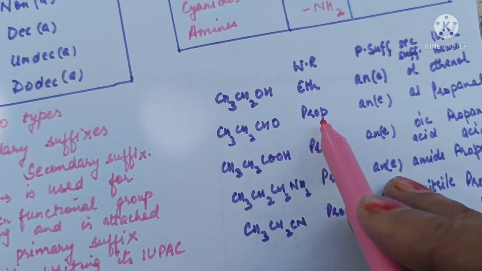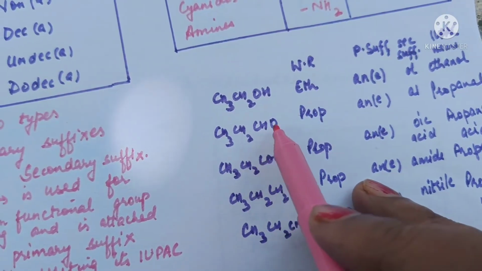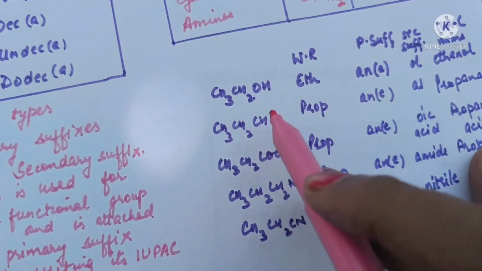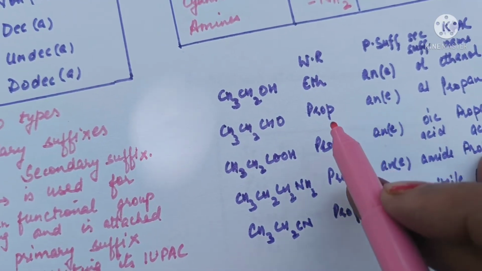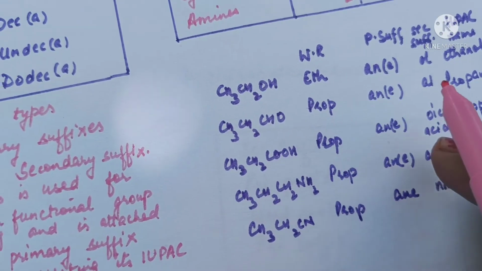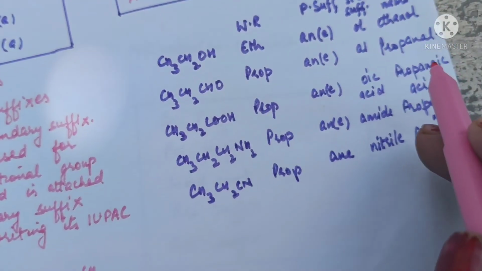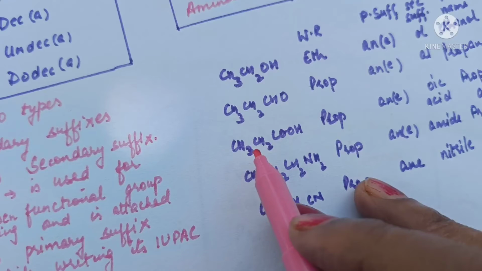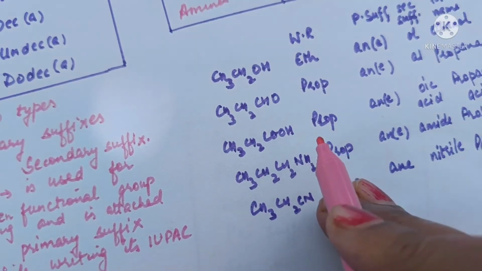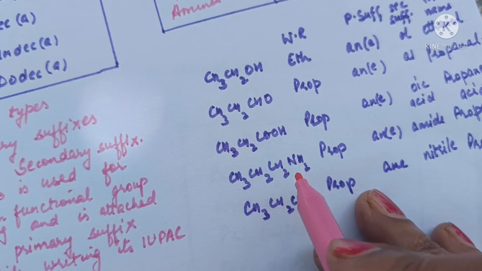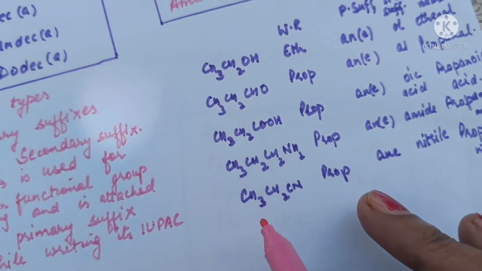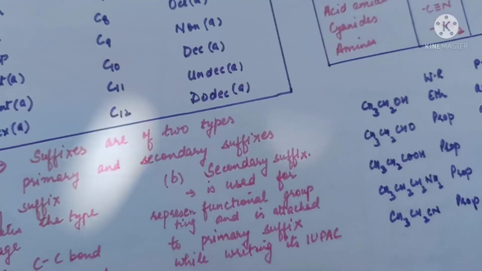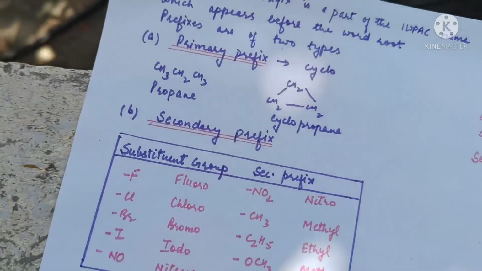Similarly, for 3 carbon atoms, the word root is prop, and for the functional group aldehyde, the secondary suffix is al, and for single bonds, it is ane. So the name will be prop-ane-al. The e is removed while naming the compound. Propanal is the IUPAC name of this compound. This will be called propanoic acid. This will be called propane amine. This will be called propane nitrile. So this is how the suffixes are attached.